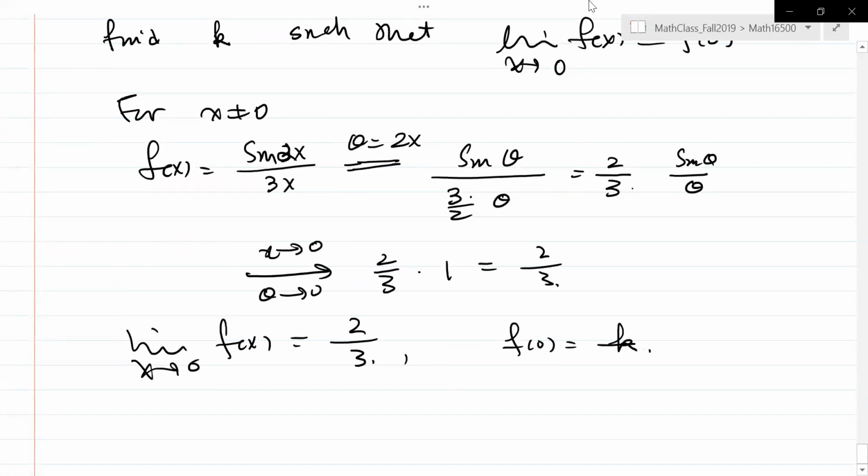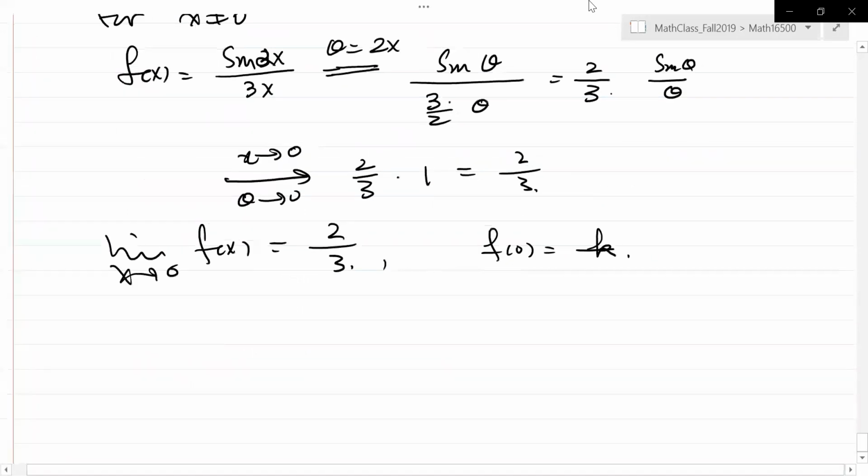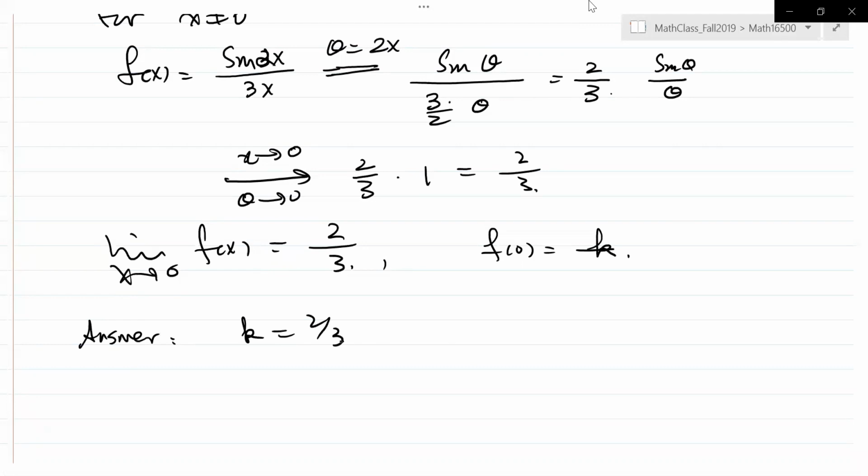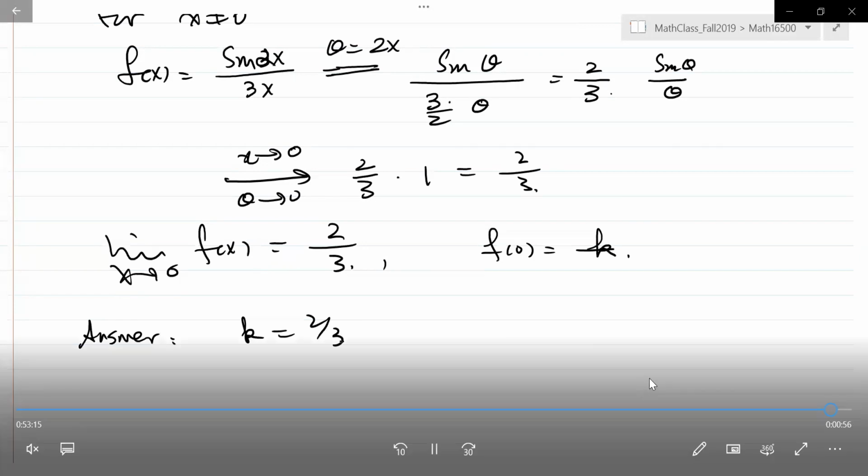Okay, so the value of k must be equal to 2/3. Okay. Got it?